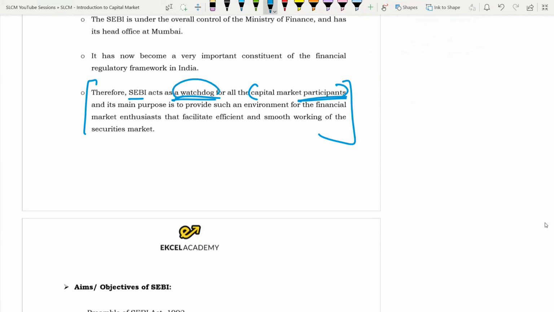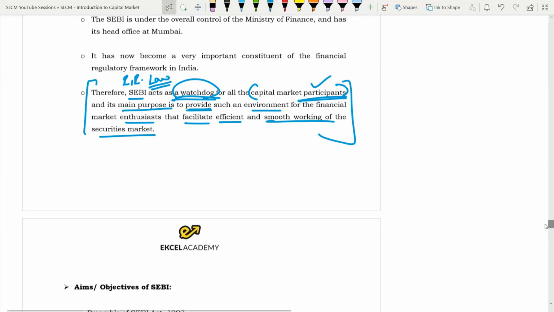So it should constantly watch whether any activity is going against the rules and regulations of any law that has been passed by SEBI, whether they are being complied with by the market participants or not. And if at any point in time it senses that something is wrong, it has the power to investigate that matter. Its main purpose is to provide an environment for financial market enthusiasts and facilitate the efficient and smooth working of the securities market. If you want a smooth market, you should constantly check that nothing is going wrong.